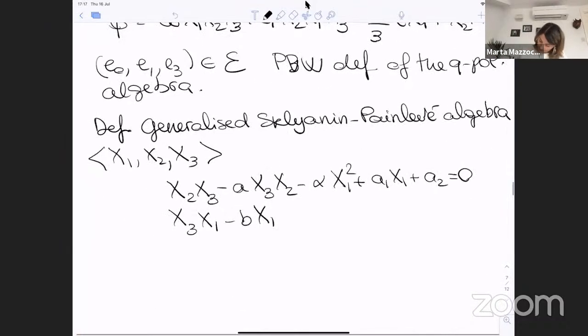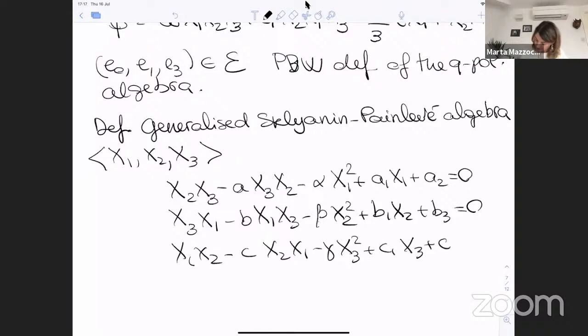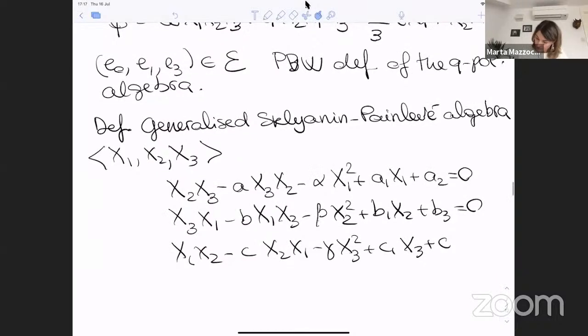So x1, x3 minus beta x2 squared plus b1 x2 plus b3. And then we have x1 x2 minus c x2 x1 minus gamma x3 squared. Maybe the mistake here is a 2.